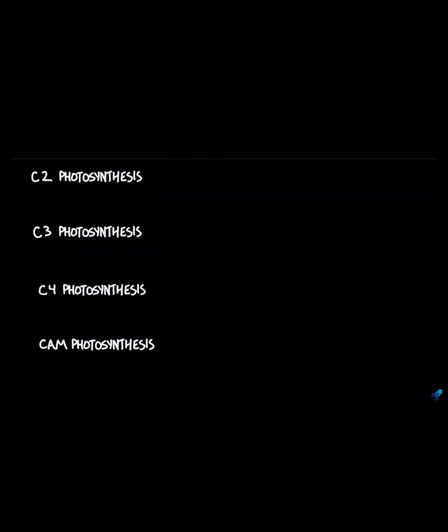So you may be tested on the different types of photosynthesis. So you have C2, C3, C4, and CAM. You might run into all of these. So C2 photosynthesis refers to photorespiration because a product of this unneeded process has a molecule with two carbons. So C2 photosynthesis, just think photorespiration.